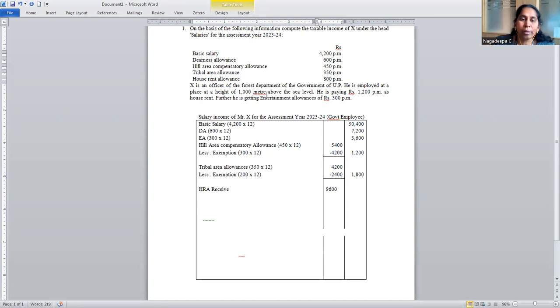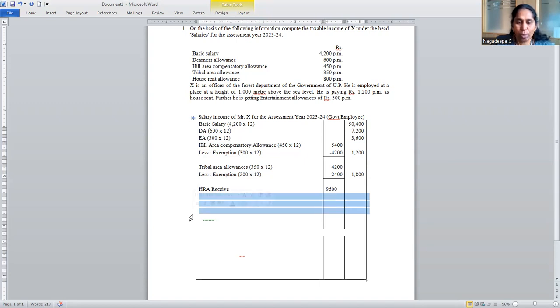In this problem, basic salary is given, but DA is not given as forming part of retirement calculation or salary. So we are not going to consider it for the calculation. Next, there is no commission given. So we will be considering only basic salary for the calculation of HRA. So we'll see the exemptions one by one. There are three exemptions, and I'm going to show them one by one.